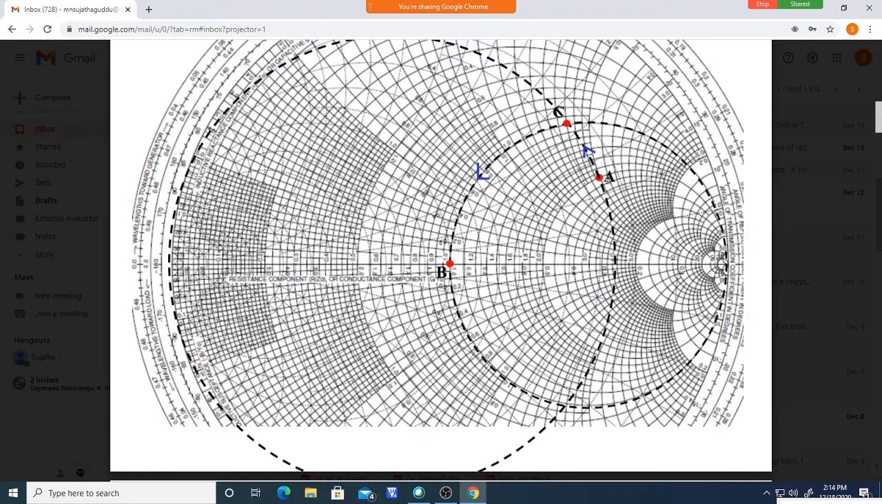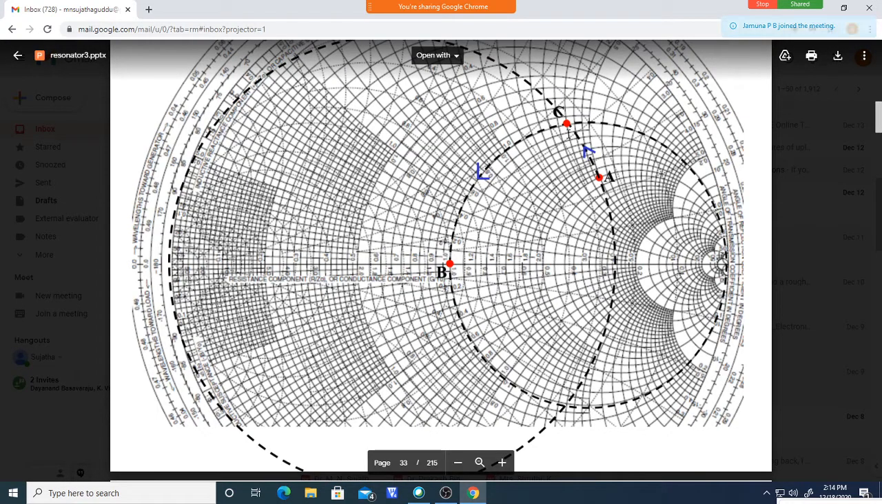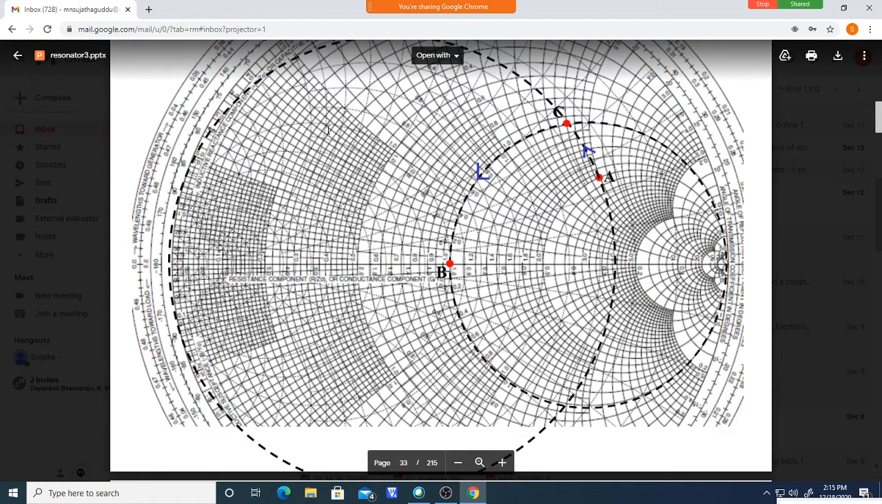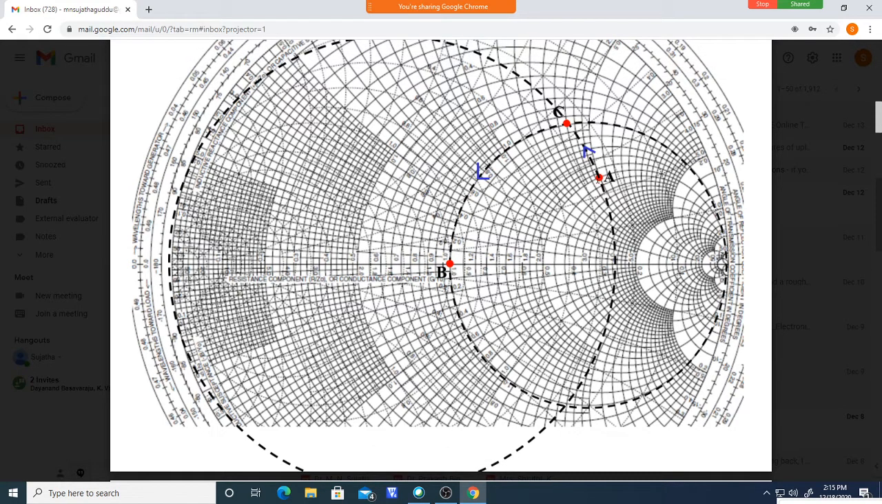How to think? Moving on which circle will you reach the r is equal to 1 circle, or the g is equal to 1 circle? For example, this is a g is equal to 1 circle. You should reach this circle, any point over this. It may be any point on the r is equal to 1 circle. So, standing here, you should think on which circle you should move.